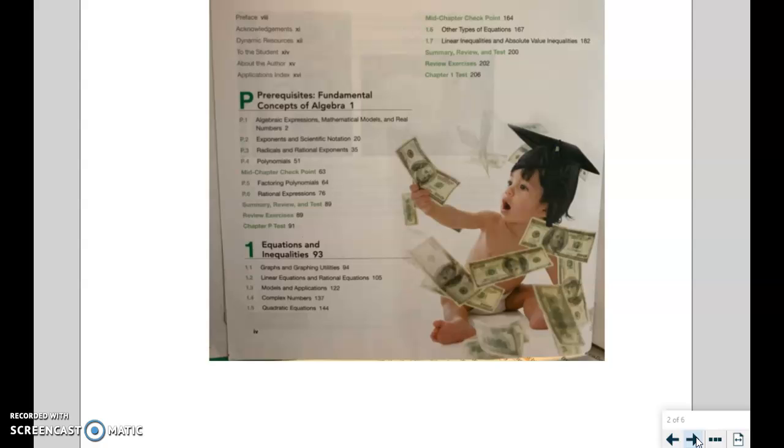Graphs and graphing utilities, always important. Linear equations and rational equations, ooh, gotta love those. And quadratics, awesome, super fun. Other types of equations, linear inequalities and absolute value inequalities. I love doing absolute value inequalities, but I have found that they're pretty challenging for students. So being able to do a two-dimensional graph and then a one-dimensional graph is super helpful for the kids, I found.